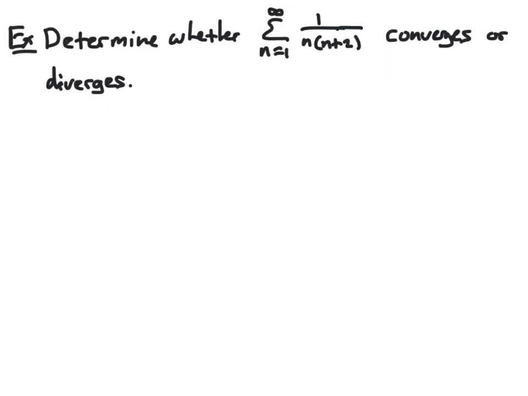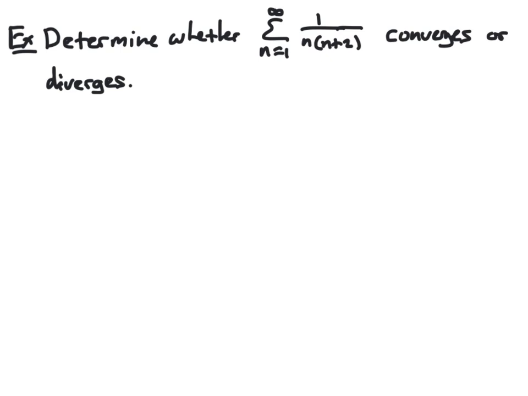In this example, we want to determine whether the series from n equal 1 to infinity of 1 over n times n plus 2 converges or diverges. This doesn't necessarily look like a telescoping series based on the form that we're given. In previous examples, the telescoping series had terms which were differences of expressions, and that allowed for cancellation when we found the partial sums. But here, we just have a single term, 1 over n times n plus 2.